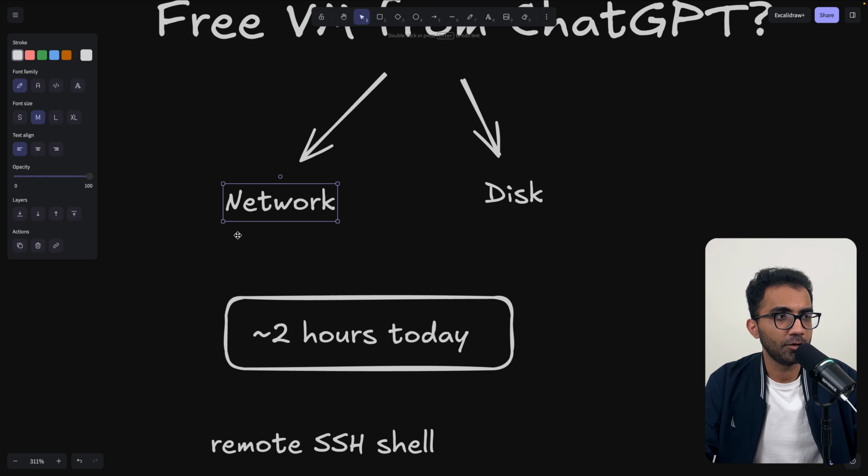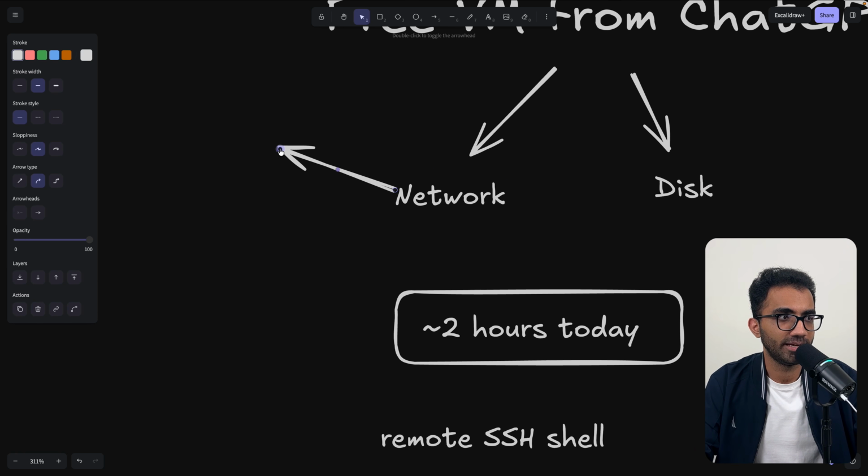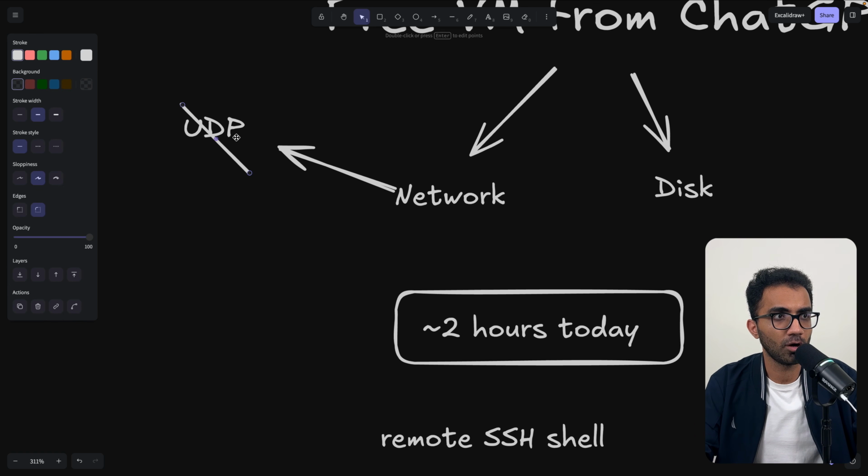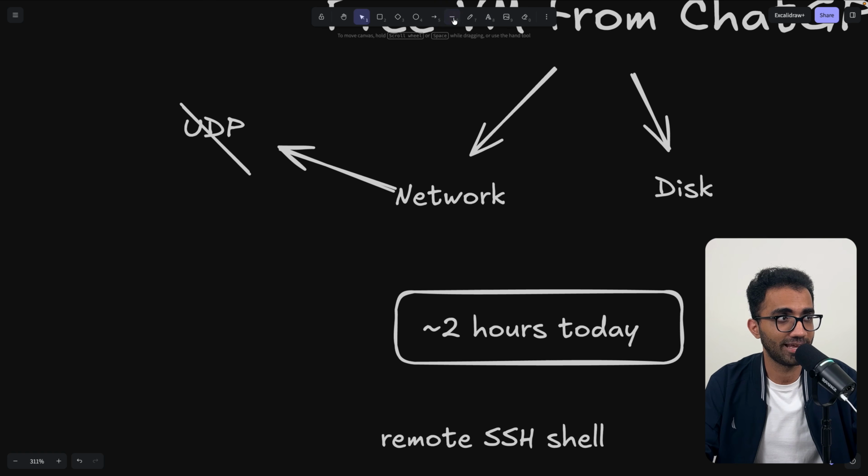Now it does have network access, but what I have seen, at least right now, is that the network is heavily limited. For example, UDP traffic is not allowed at all, so you would not be able to run any sort of reverse SSH or anything like that directly.